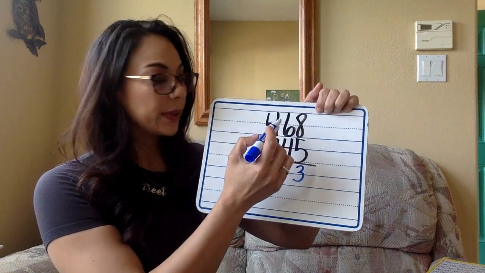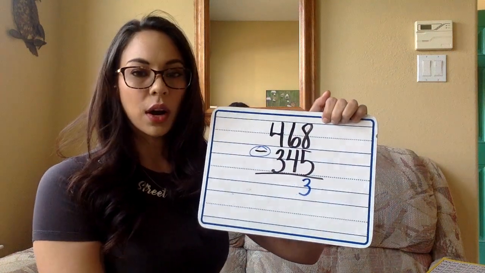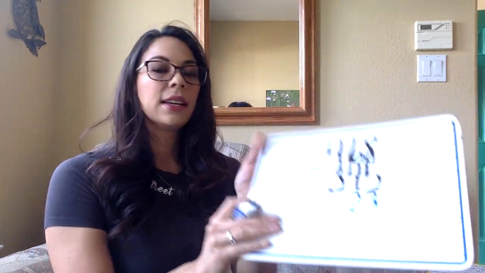Now we can move to the tens place, right? 6, take away 4. Go ahead and put up 6 fingers. Take away 1, 2, 3, 4. How many are left? Just 2. So we'll put a 2 in the tens place.